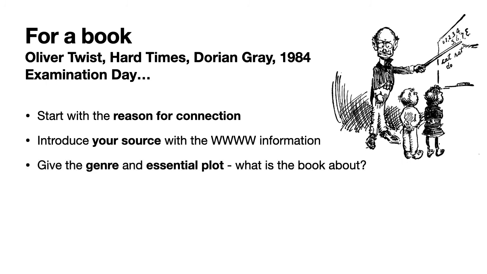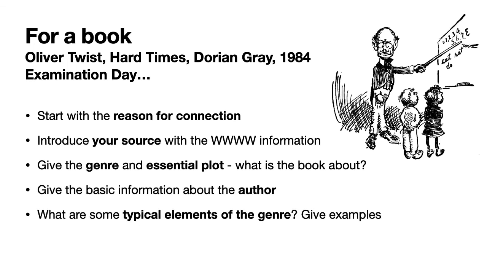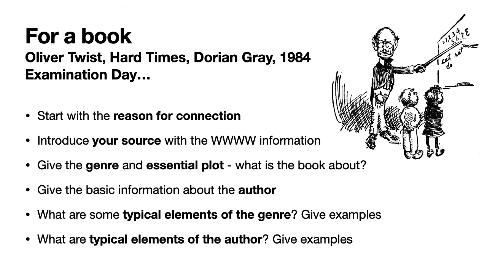Give the genre and the essential plot of the novel, or the excerpt we've studied in the case of Hard Times. Give some basic information about the author. If you are discussing a dystopian novel, explain some typical elements of the dystopian literature genre and give examples from the book. Explain some typical characteristics of the author that are present in the book. For example, with Dickens, most of his stories are autobiographical to some extent and make social commentary or criticism. Of course, explain how this is portrayed in the novel.